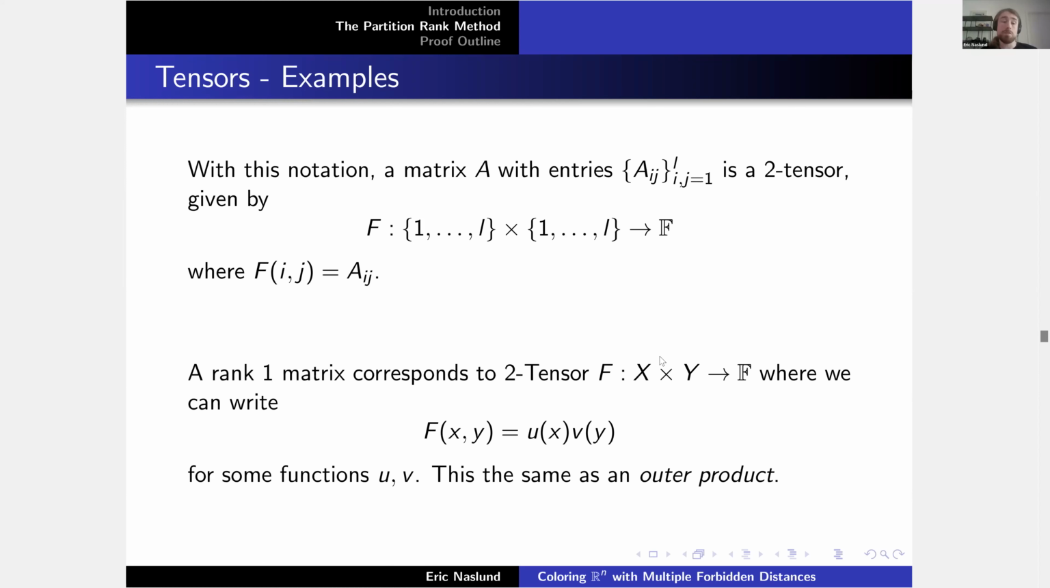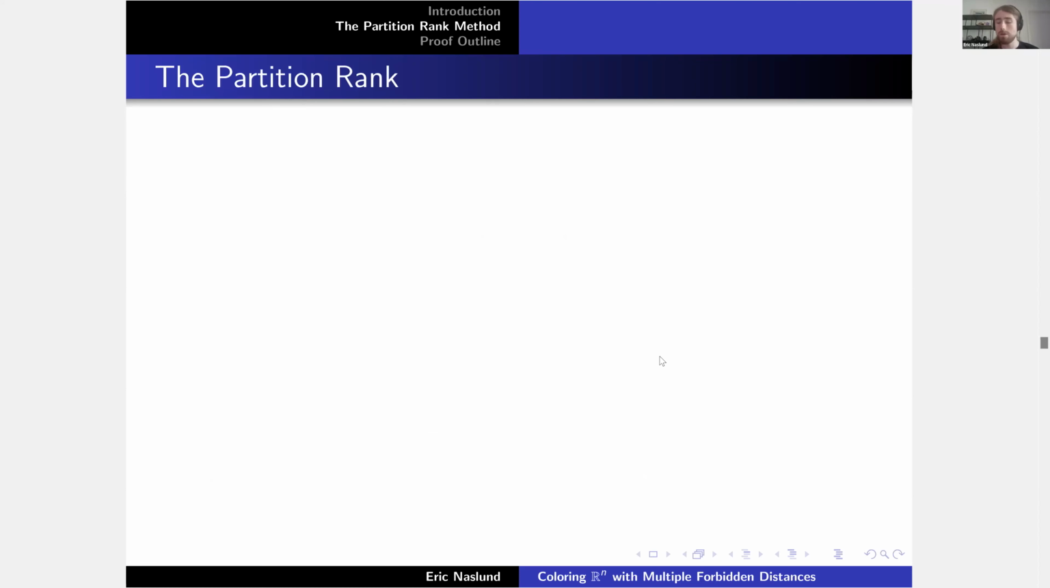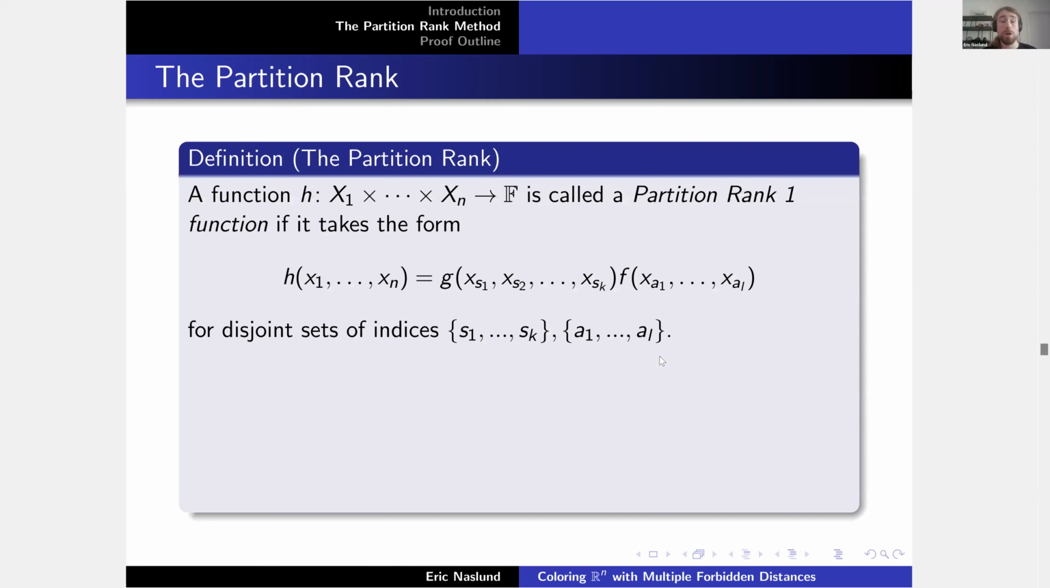When we define matrix rank, we ask how many rank 1 functions I need, that is, the minimum number I need to write the matrix as a sum of rank 1 functions. That exact same idea is how we'll define the partition rank. So if I have a function h from this Cartesian product of index sets, X1 all the way up to Xn, going to some field F, it doesn't have to be finite.